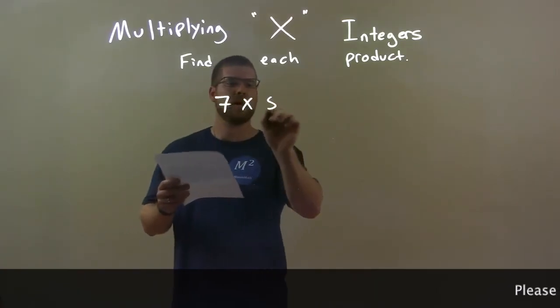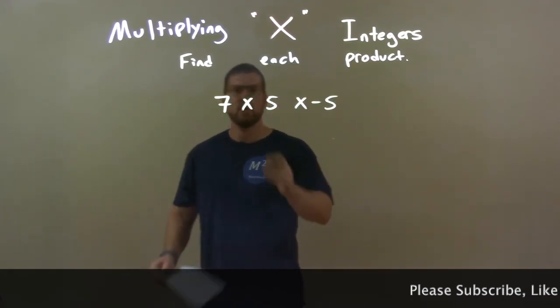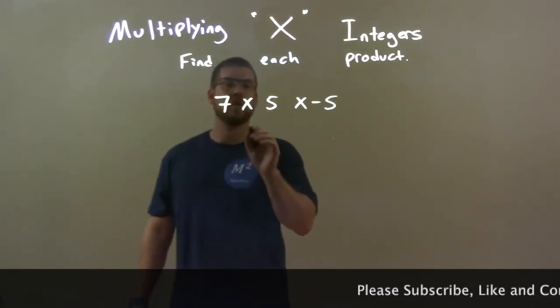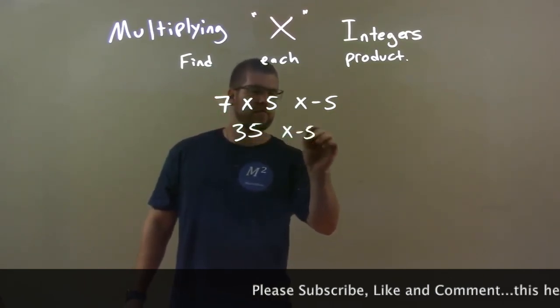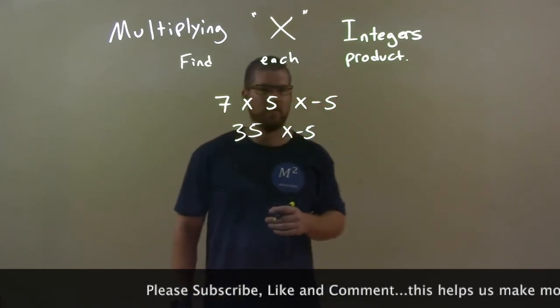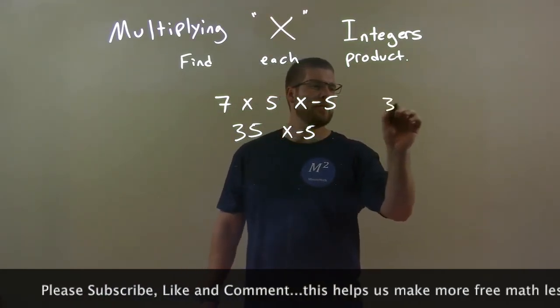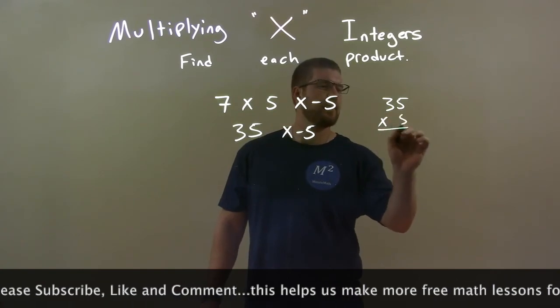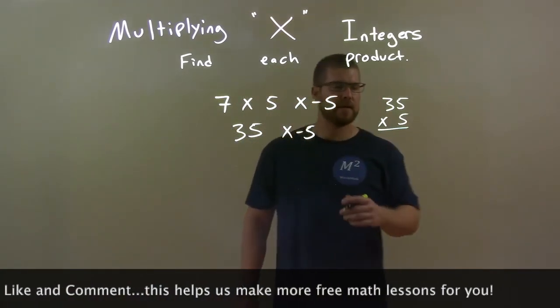7 times 5 times a negative 5. Okay? Well, 7 times 5 is just 35. 35. Bring down the negative 5. Now, 35 times negative 5, I don't know off the top of my head. So I'm going to ignore the negative right here, and I'm just going to have 35 times a positive 5. Okay? But we won't forget about the negative. We'll deal with it later.